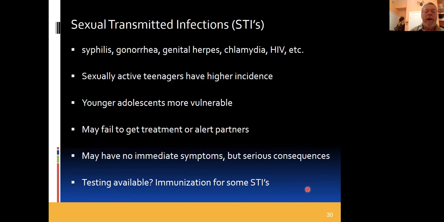Also, adolescents are less likely to alert sexual partners if they have contracted a sexually transmitted infection, and that increases the transmission of it from one person to another. So many of these infections have no immediate symptoms but serious consequences. There are a few of these for which immunization is available. Obviously, encouraging that immunization would be a good idea. Adolescents don't always avoid sexual activity, so it's reasonable to immunize them where that's possible.